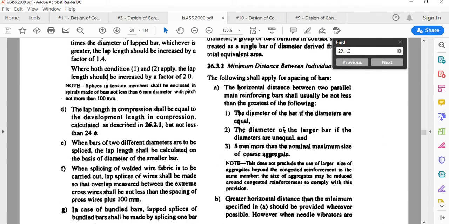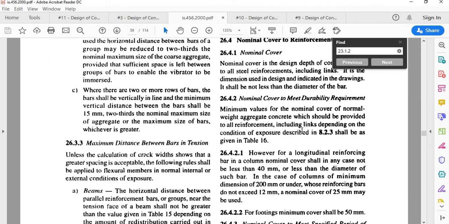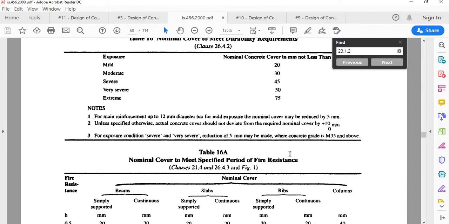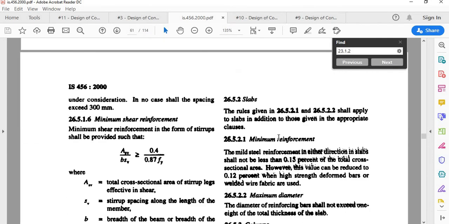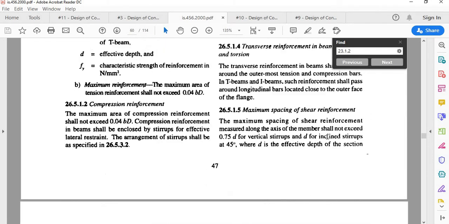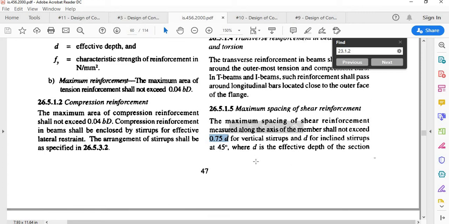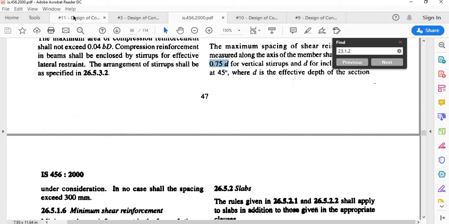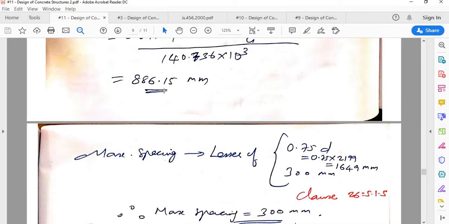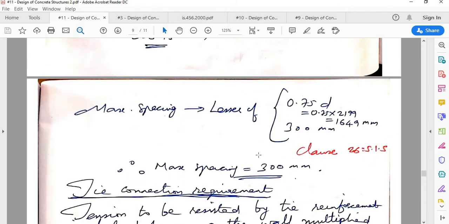Yes, it is this particular clause. Maximum spacing cannot exceed 0.7 times effective depth or 300 mm. So you check against that. Clearly it is exceeding that, so the spacing you have to provide is 300 mm.